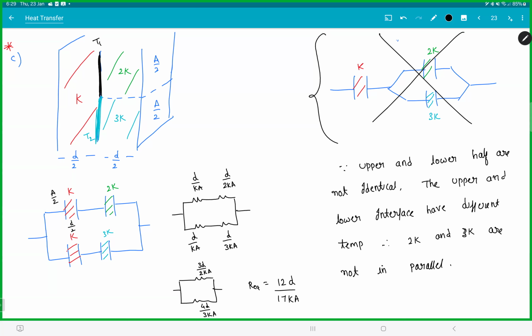Clear, everyone? The question is still not over. I can still ask you more. So we said the upper and the lower interface will have different temperatures T1, T2. Can you tell me which is bigger, T1 or T2? Now, if I ask you that, suddenly it becomes an advanced, more than one choice question. Now, I can ask multiple things on that.